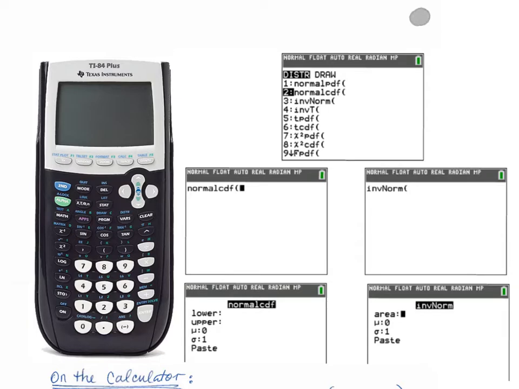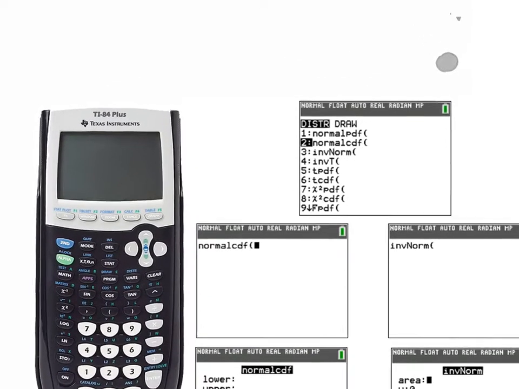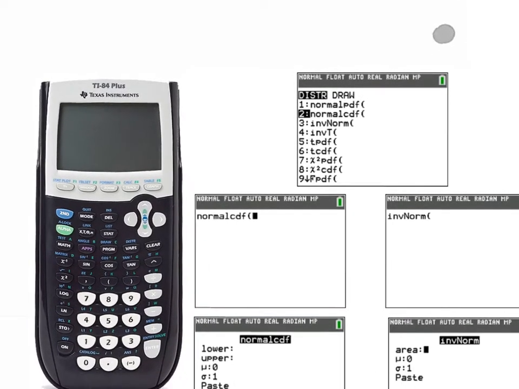And the first thing that we want to do is talk about how to find the area between two z-scores. So that's our first thing, area between two z-scores. All right, so what we're going to do is go on our calculator, and we're going to go to the second vars. So you press your second button and then your vars.